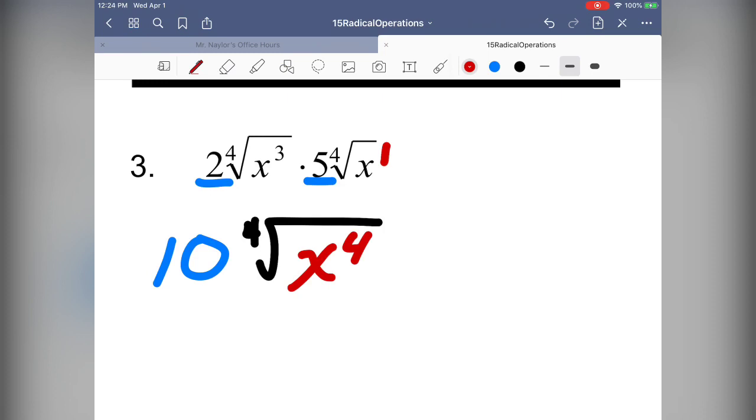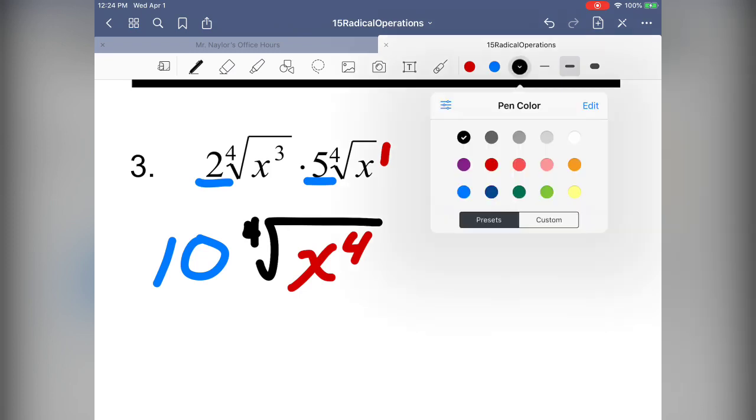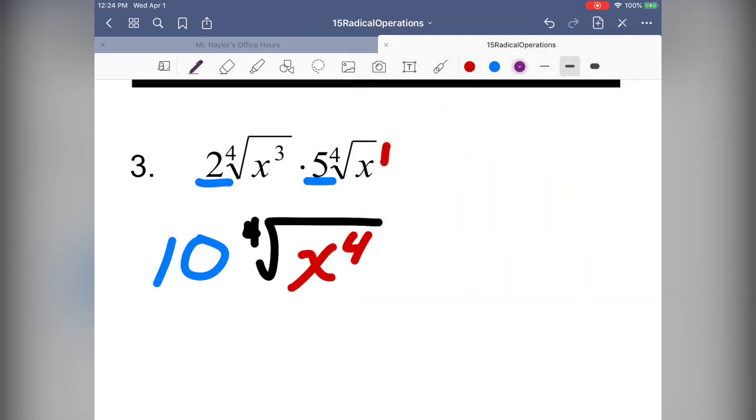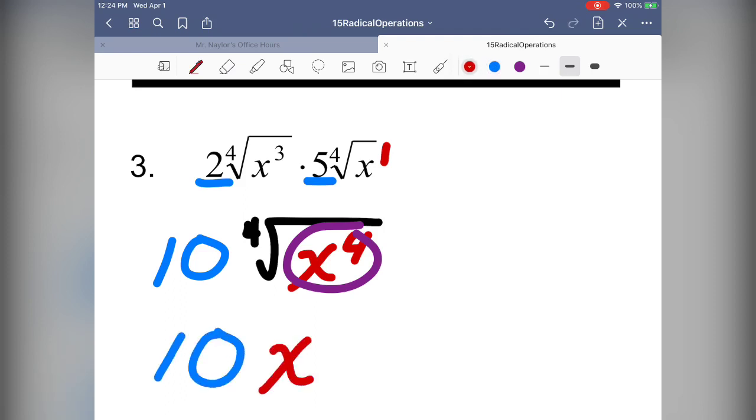But you do always want to be aware that there might be additional steps. In this case, it is the case that this index of 4 and this power of 4, they're going to cancel because we can really take out this x to the fourth fully. And when we take it out, it's going to divide. And of course, when it divides, we end up with an exponent of 1. So we get 10x to the first, or just 10x.